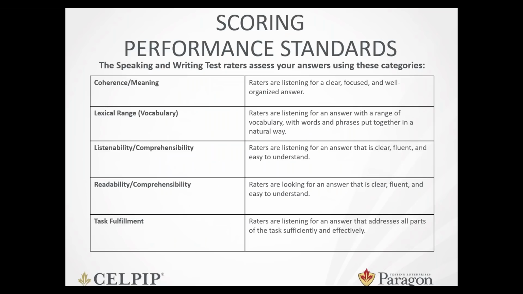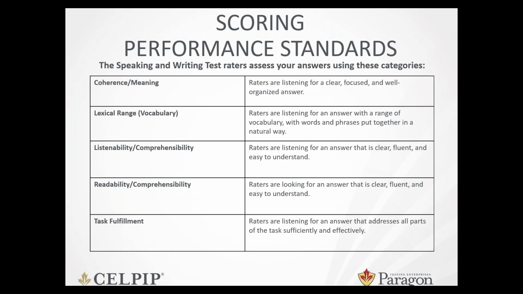Now, speaking of scoring, one thing I wanted to give you guys today is what our raters are looking for when they're providing you with a score on the speaking and writing section. They're looking at a few different categories. One is coherence and meaning, and that means our raters are listening for a clear, focused, and well-organized answer. Another category is lexical range, or vocabulary, and that means our raters are listening for an answer with a range of vocabulary and with words and phrases put together in a natural way.